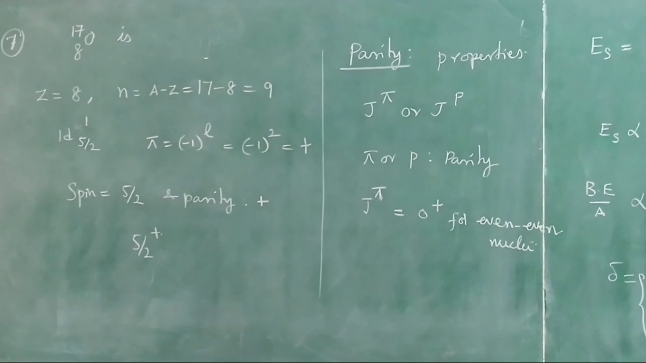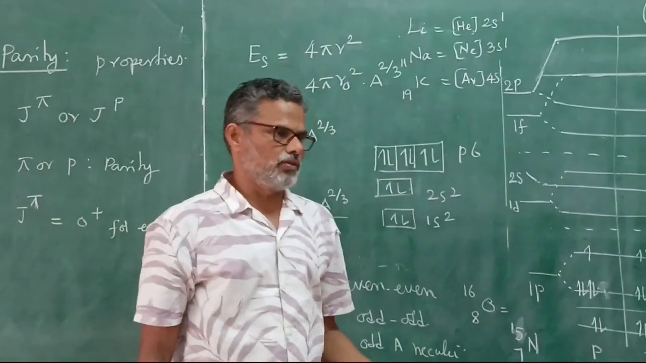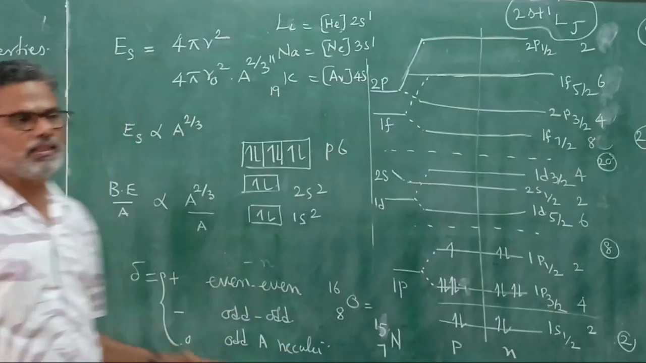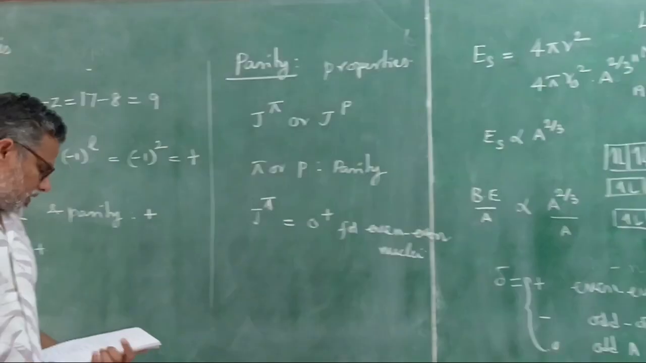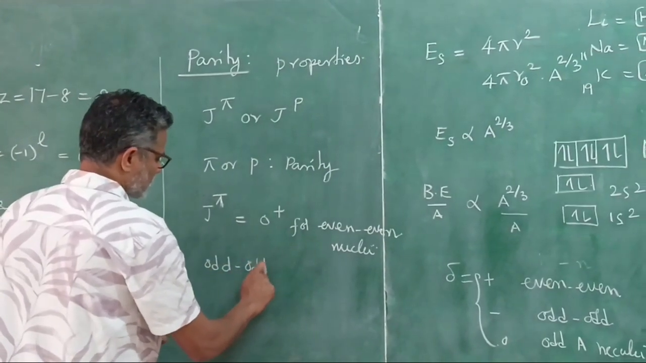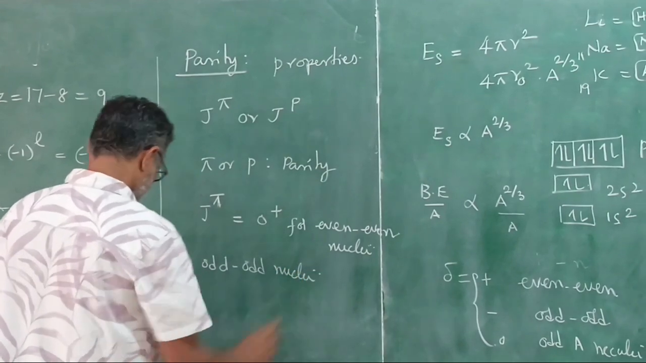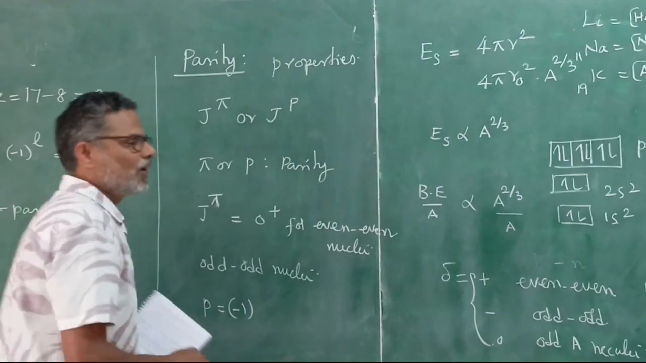For all even-even nuclei, the spin and parity value is 0 plus, because there is no unpaired proton or neutron. Suppose this is given as oxygen-16, then if you fill this up to 8 and 8 is filled, there is no unpaired nucleon available. Therefore the spin value is 0, and the parity, because there is no spin, is always a plus sign, 0 plus. And then in the case of odd nuclei, your parity will become minus 1 to the power.